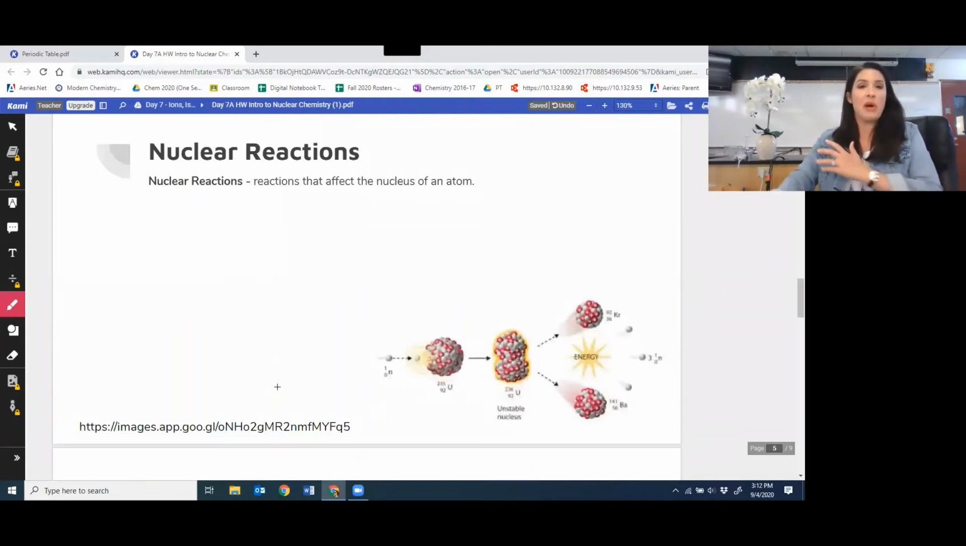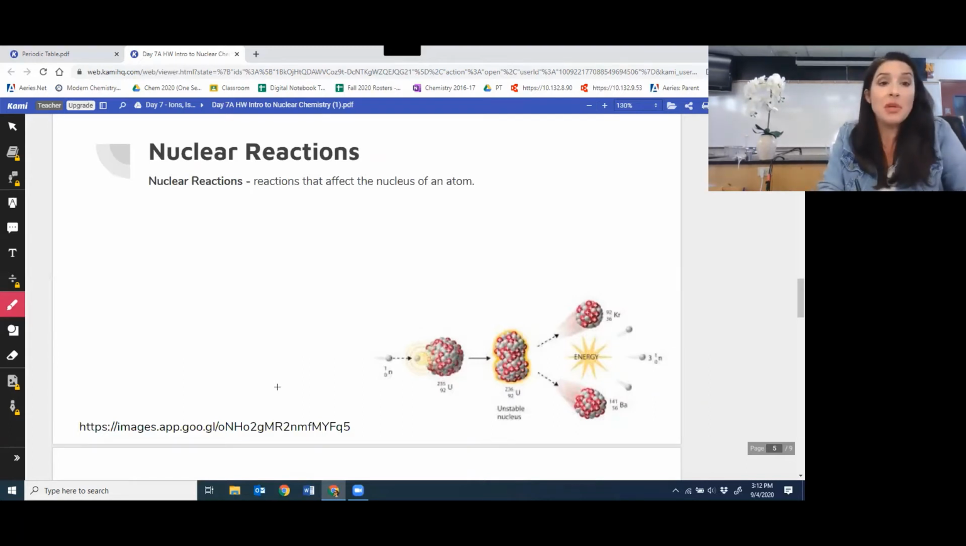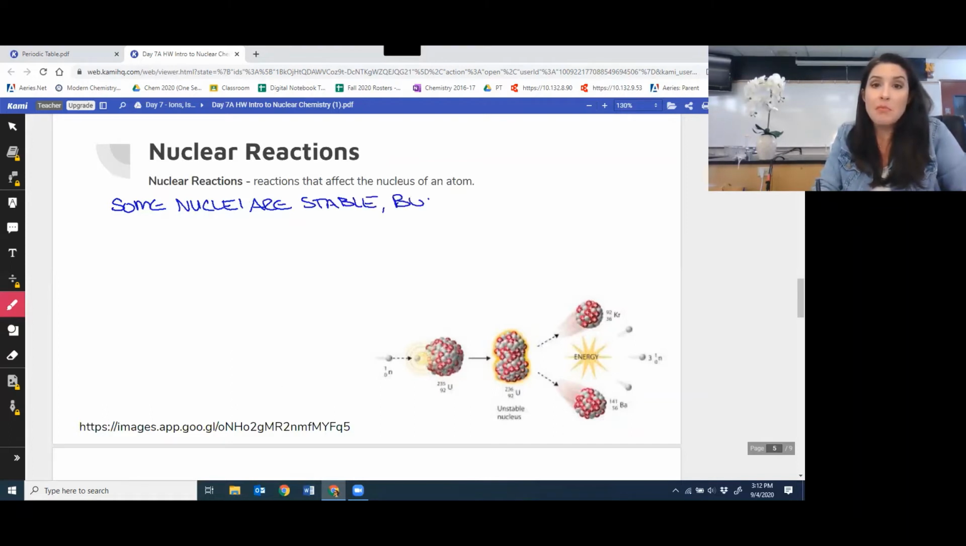So let's talk a little bit about what a nuclear reaction is. A nuclear reaction is pretty simple. It's just a reaction that changes the nucleus of an atom somehow. So it's a reaction that affects the number of protons or the number of neutrons that your element has. Some nuclei are stable and some are not. And these unstable nuclei are the ones that tend to undergo nuclear reactions.